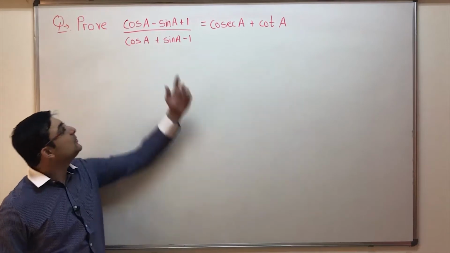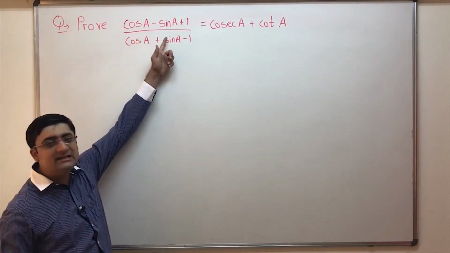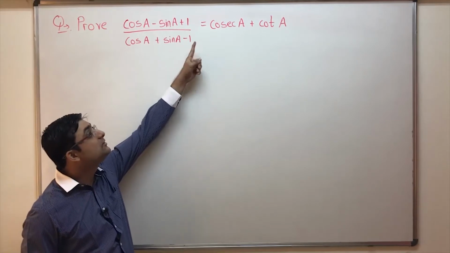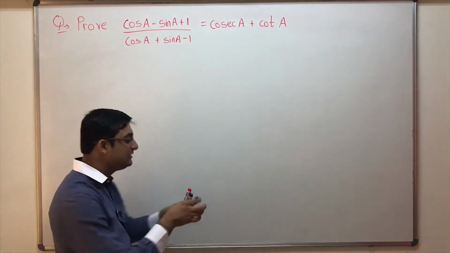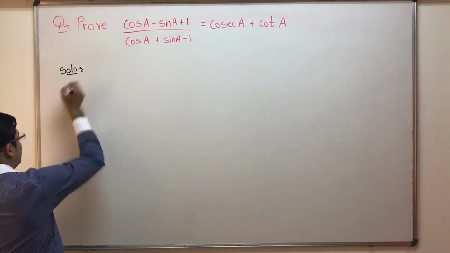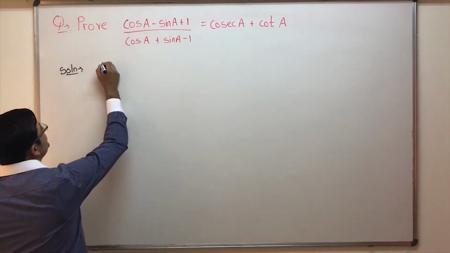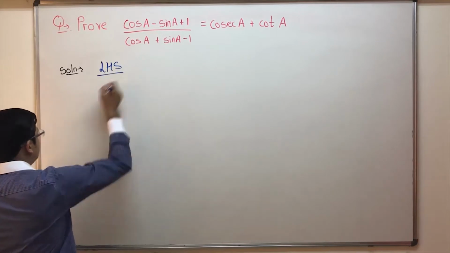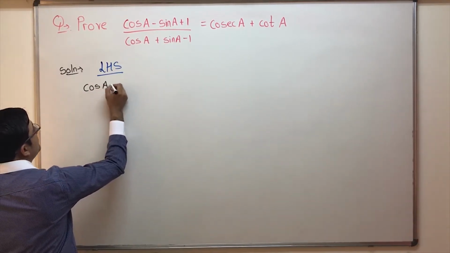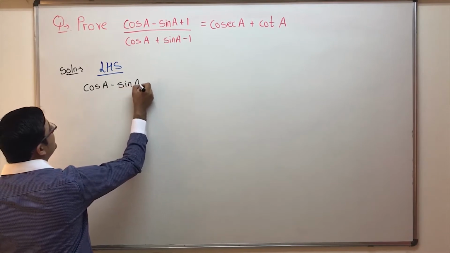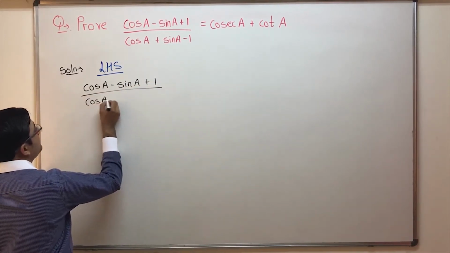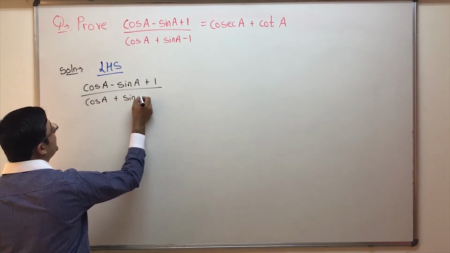So in this question, we have to prove that (cos A minus sin A plus 1) upon (cos A plus sin A minus 1) is equal to cosec A plus cot A. So let's begin. We'll start off with the LHS and try to reach the RHS. So let's copy the question. We have (cos A minus sin A plus 1) upon (cos A plus sin A minus 1).